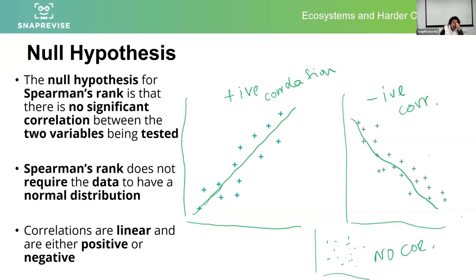As for the requirements to be able to use the Spearman's rank test, it doesn't actually require the data to have a normal distribution, unlike the t-test. And the correlations are going to be linear and will be either positive or negative.